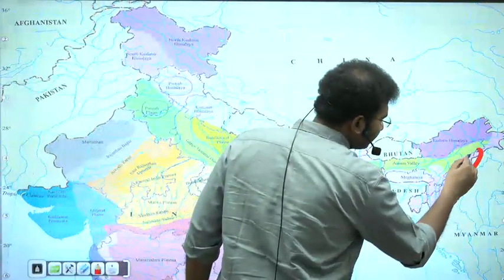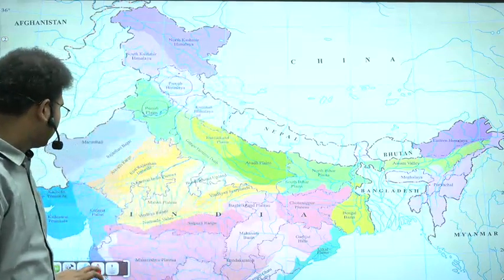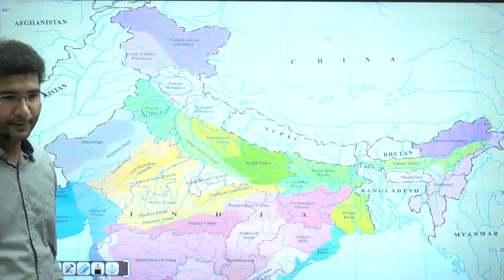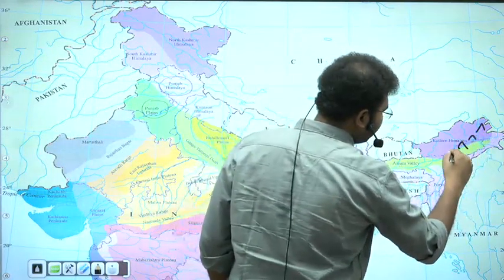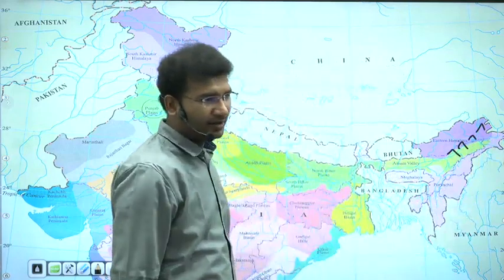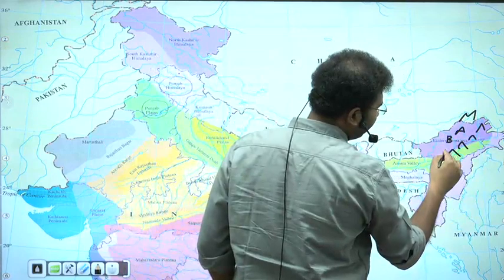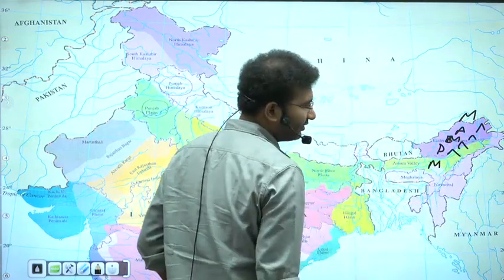Dekho, this entire region is called Purvanchal. Clear? So, 4 major hills, quickly recall: Mishmi, Abor, Miri, Dafla. Repeat after me: Mishmi, Abor, Miri, Dafla. And then in Assam you have Mikir.